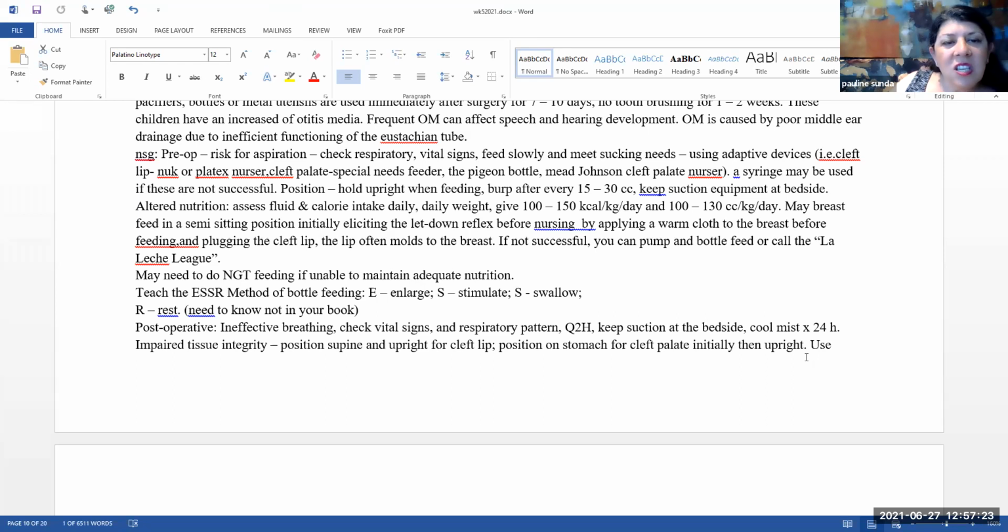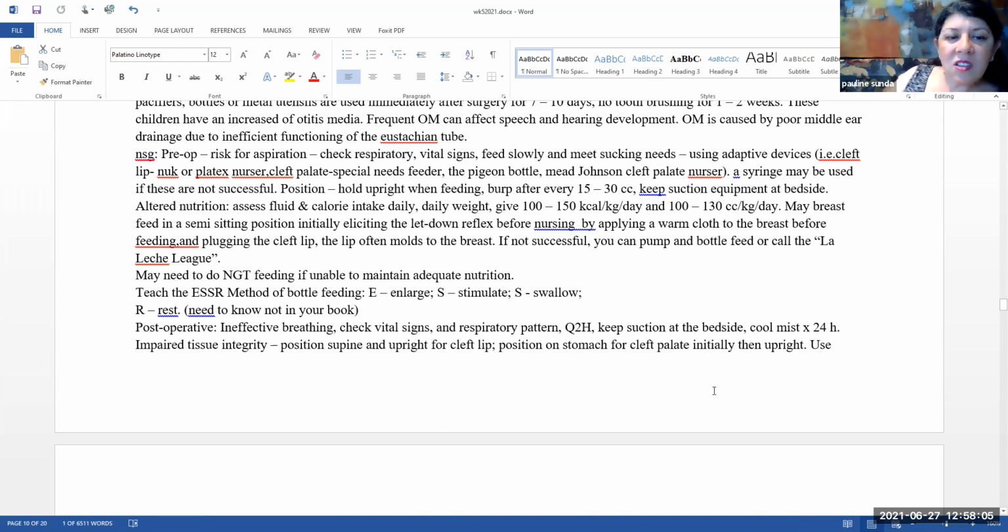If they just have a cleft lip, you can just plug the cleft lip, you can just pinch it closed. Often the lip will mold to the breast. If they are not successful, you can have the mom pump the breast, and then you can bottle feed or do whatever kind of adaptive feeding of the breast milk. Also contact the La Leche League because they may be able to be of assistance. They may need to have a nasogastric tube feeding if they're unable to meet adequate nutrition.